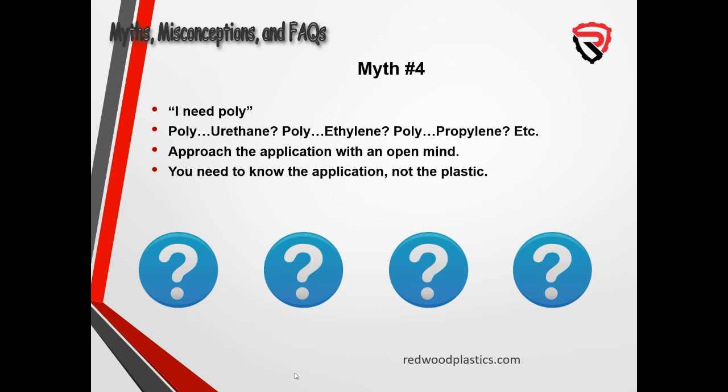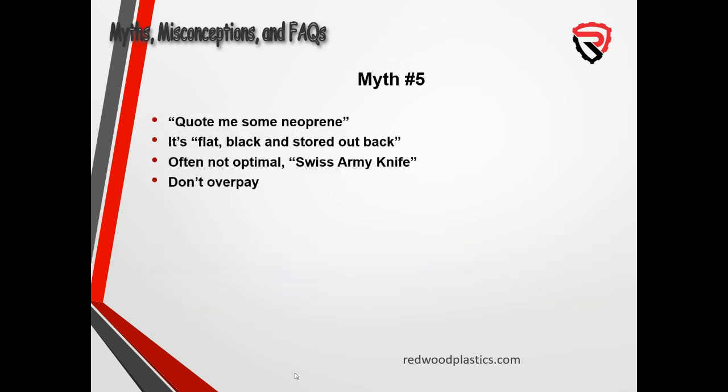So just as I go, we're on myth number four, about to go on myth number five. We have 6 myths, 6 misconceptions and 1 page of FAQs, if you wonder how far along we are in the presentation. So myth number five is rubber specific. We get asked to quote some neoprene or neoprene product.